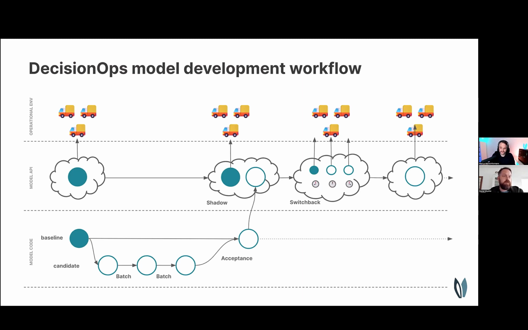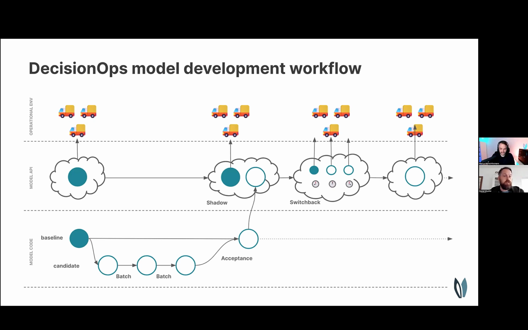So if you look at the bottom of the slide, there's a baseline model and you have a candidate model. You're iterating on the candidate model. You're running batch experiments in our platform to make sure that the candidate model is performing well and gives you good solution quality. Then at some point you say, awesome, this model looks great. I want to compare it against the baseline model. So you can start an acceptance test and define your own custom KPIs that you care about for your use case in order to compare the performance of the candidate to the baseline model.